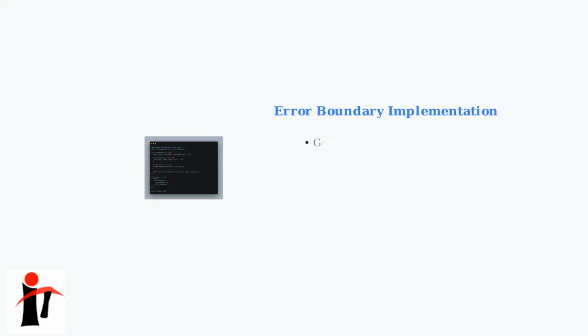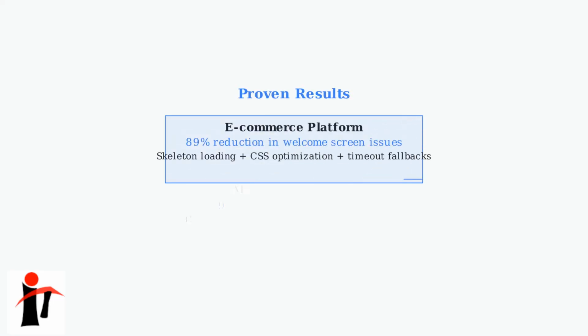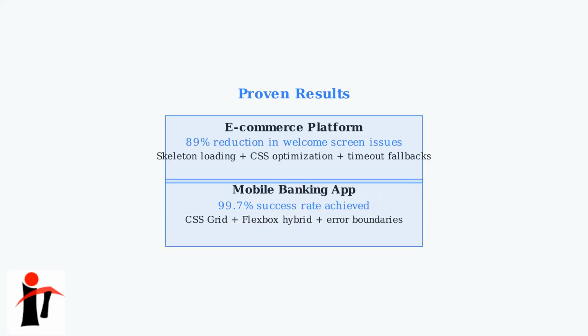Proper error boundaries prevent welcome screen crashes from breaking your entire application. They provide graceful fallbacks and meaningful error messages, maintaining user trust even when things go wrong. Real-world results prove these techniques work. An e-commerce platform reduced welcome screen issues by 89% using skeleton loading and optimized CSS delivery. A banking app achieved 99.7% success rate with hybrid layouts and error boundaries.